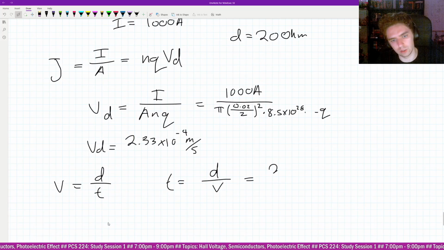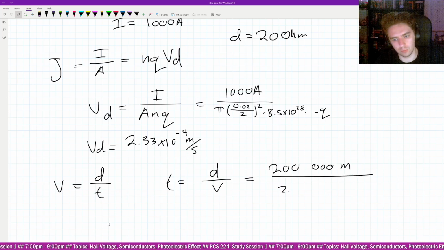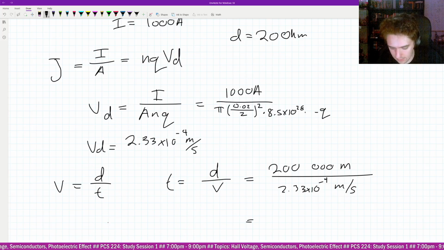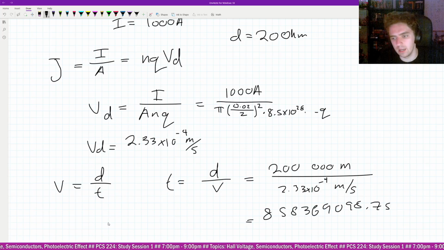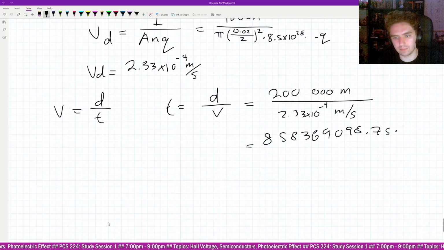So the distance is 200 kilometers, so it's 200,000 meters divided by 2.33 times 10 to the negative 4 meters per second. So the time it takes in seconds is 200,000 divided by 2.33 times 10 to the negative 4. The time in seconds, okay, I'll write it: 858369098.7 seconds. I want to convert seconds to years, right?